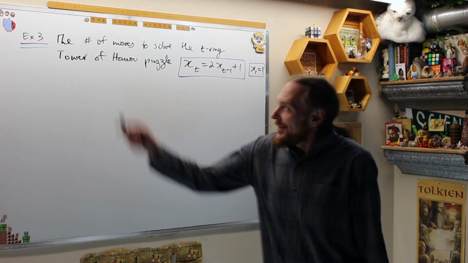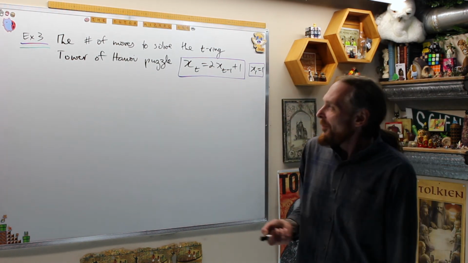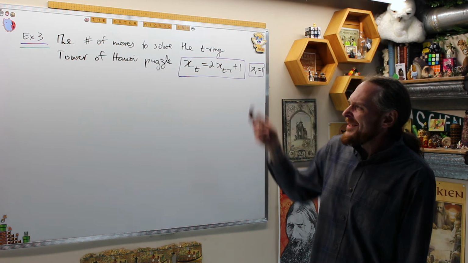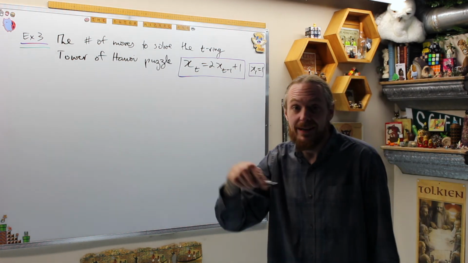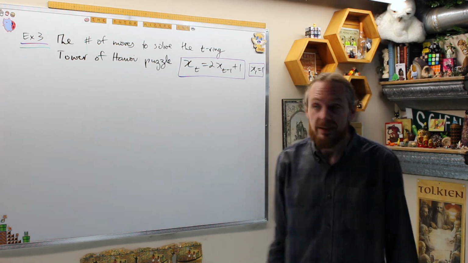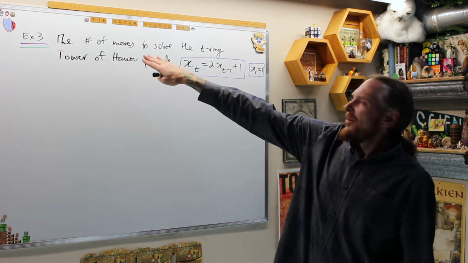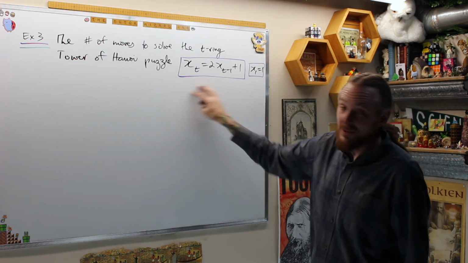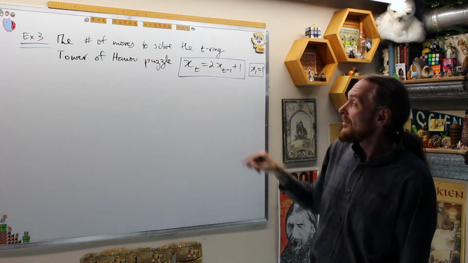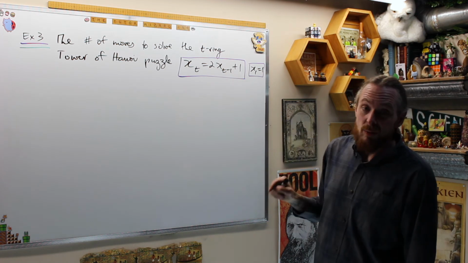All right, example 3: the minimum number of moves to solve the t-ring Tower of Hanoi puzzle. We actually have a video, so go find it somewhere. There's a Tower of Hanoi puzzle video that we did. The minimum number of moves to solve the t-ring Tower of Hanoi puzzle gives us this difference equation: x_t equals 2x_{t-1} plus 1.